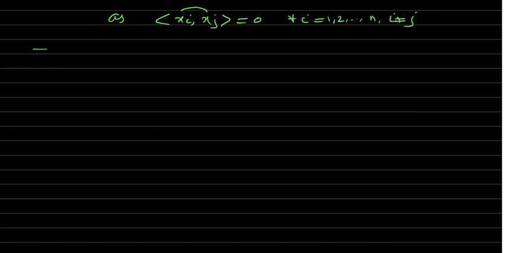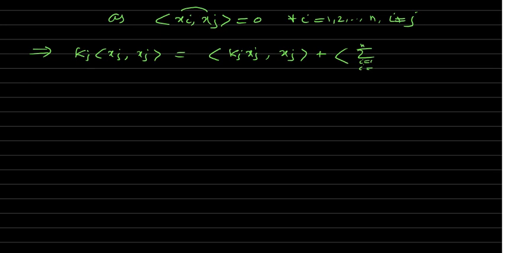This implies that kj times the inner product of xj with xj, plus the summation, i runs from 1 to n, i not equal to j, of ki times the inner product of xi with xj. Is this step clear to you?